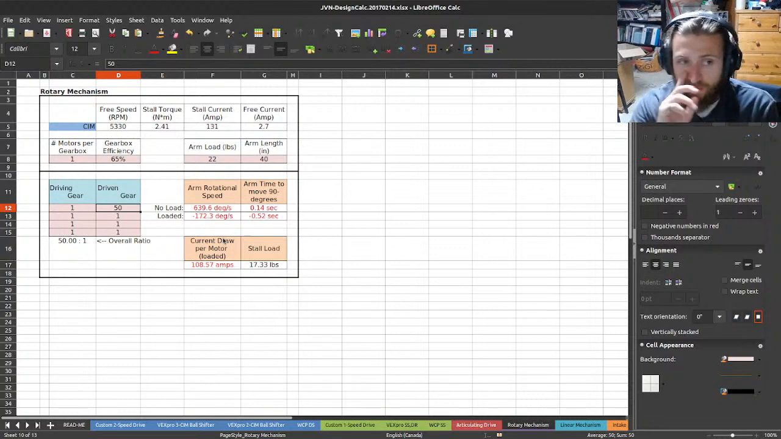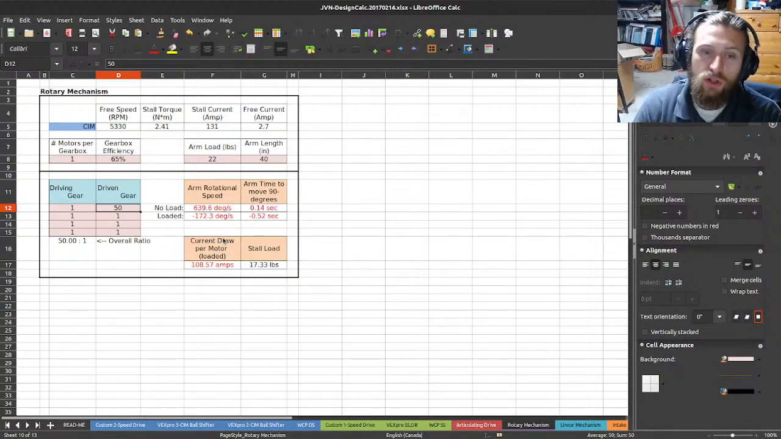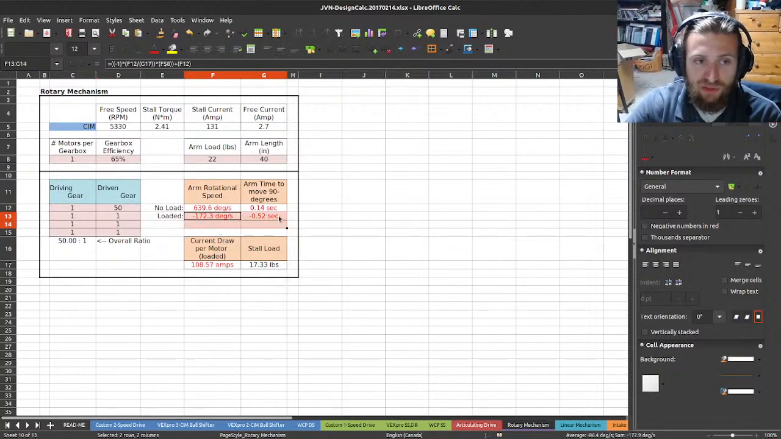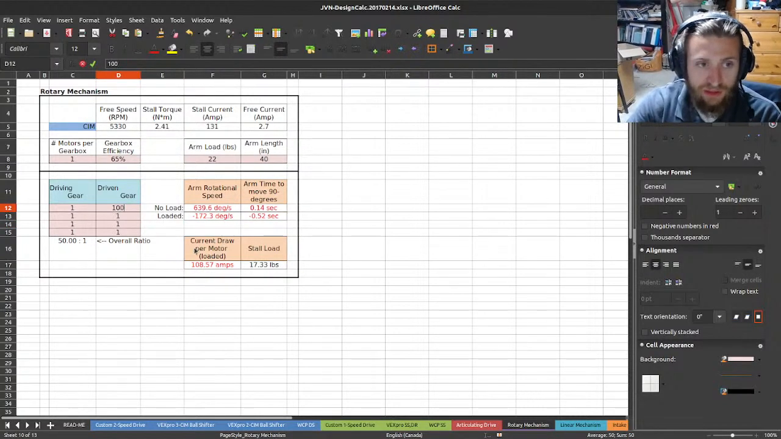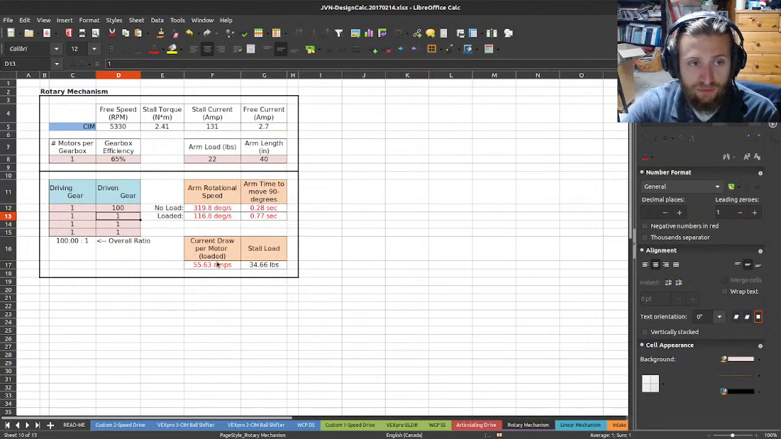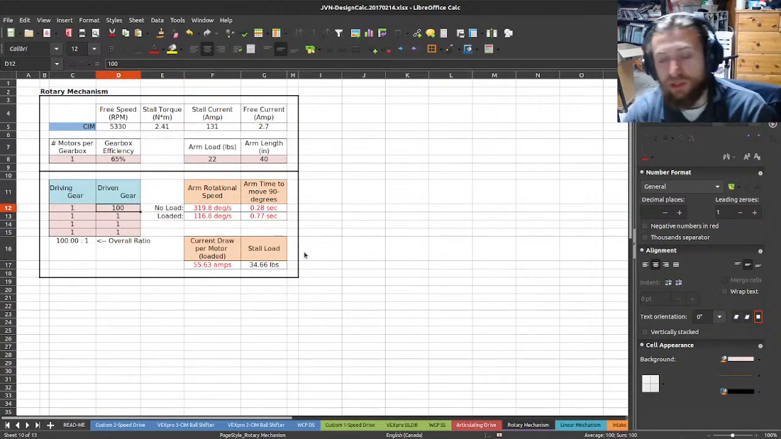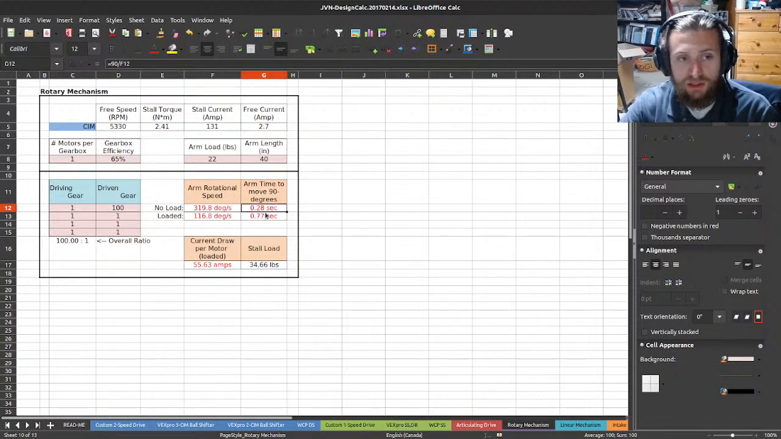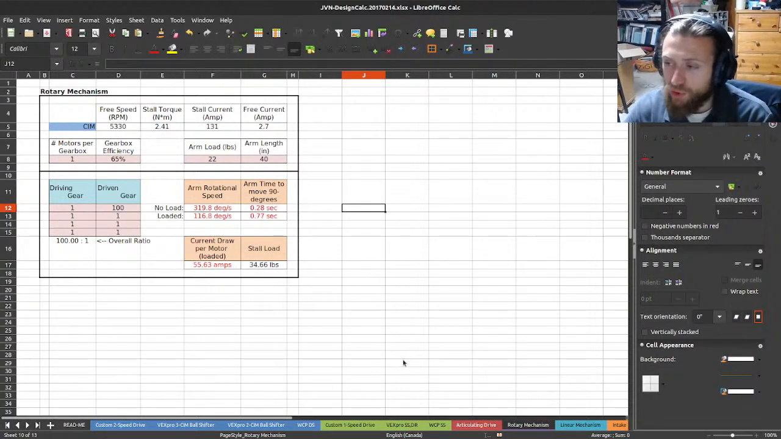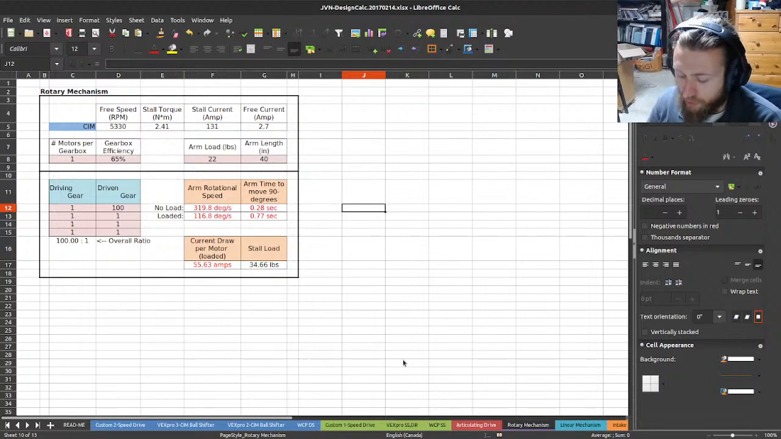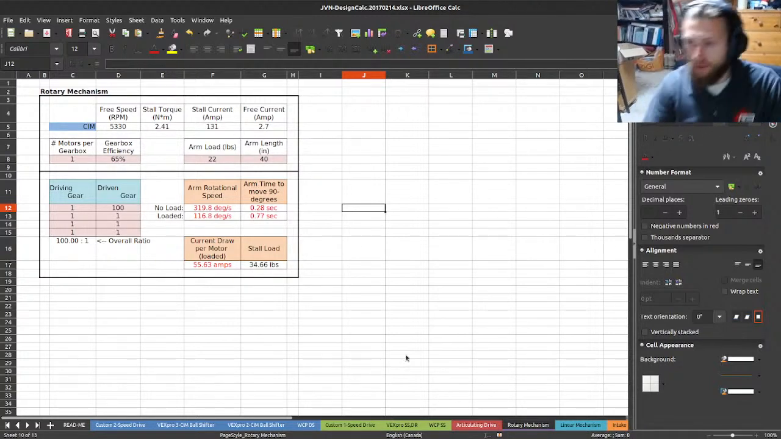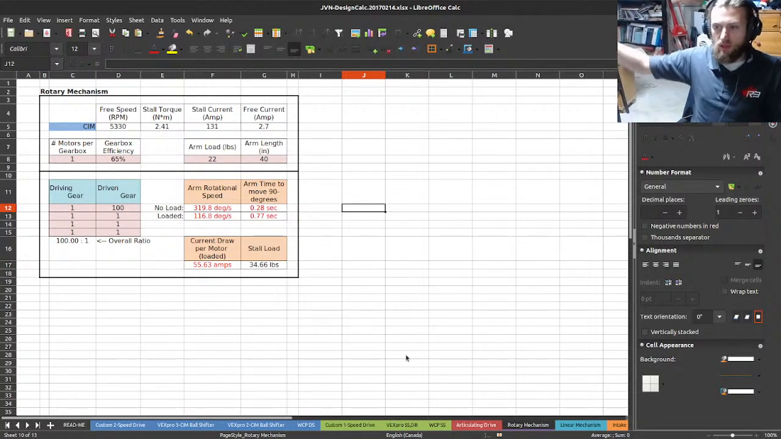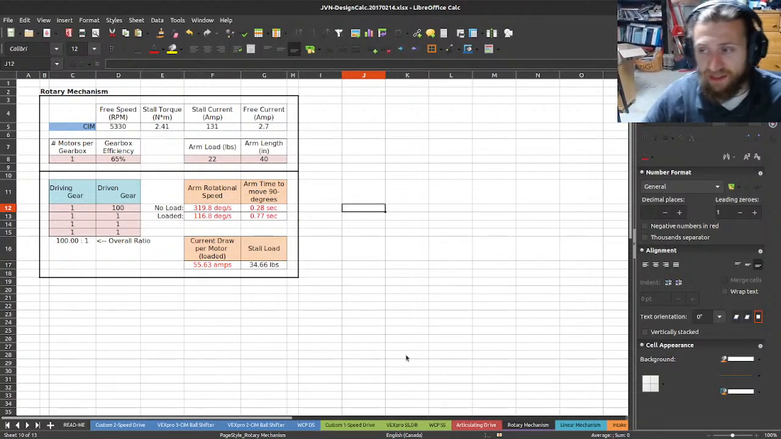So let's pick a gear ratio that's a little bit more appropriate. Let's try and get this current down and get these numbers into realistic places. So let's see what 100-to-1 looks like. 100-to-1 is actually not a terrible overall ratio. It's speedy, but it's not super speedy. Ideally we're looking to get this thing moving in a full 90 degree rotation, from down here to up here, in about half a second, ideally less.